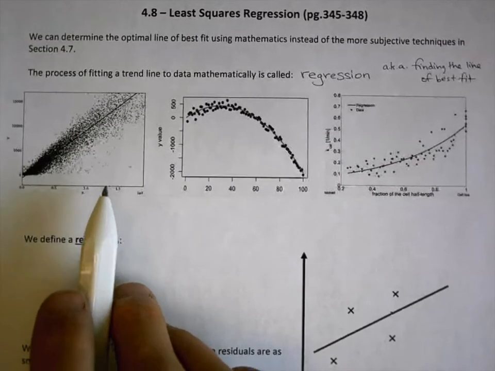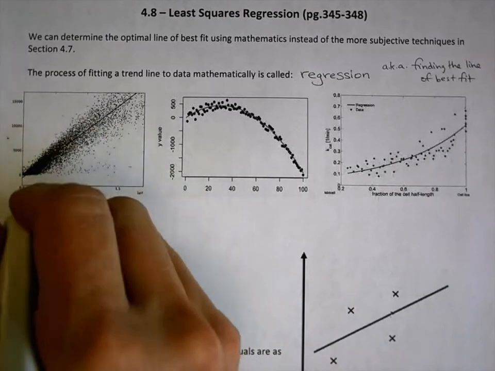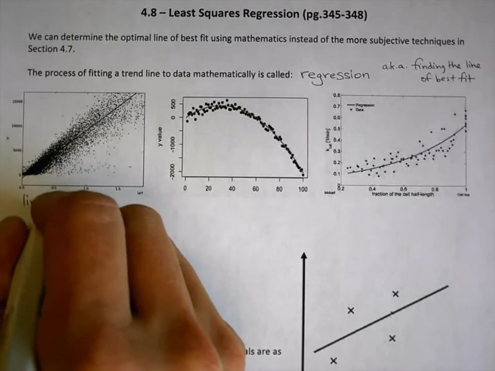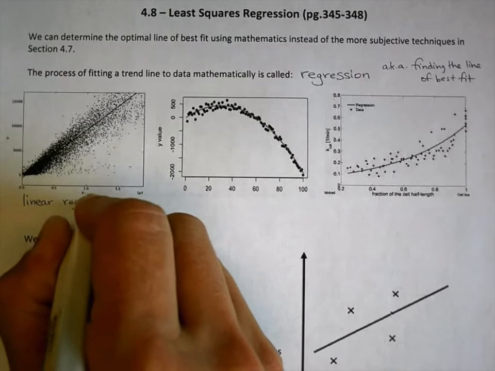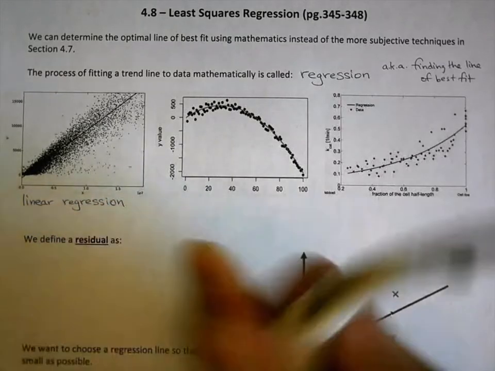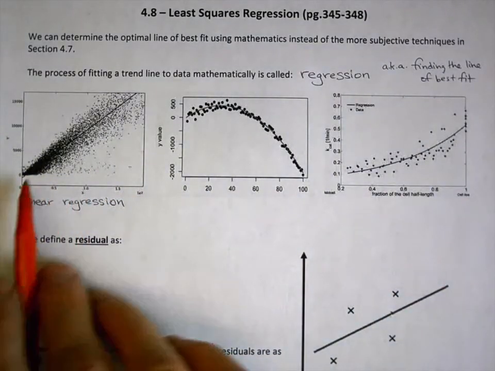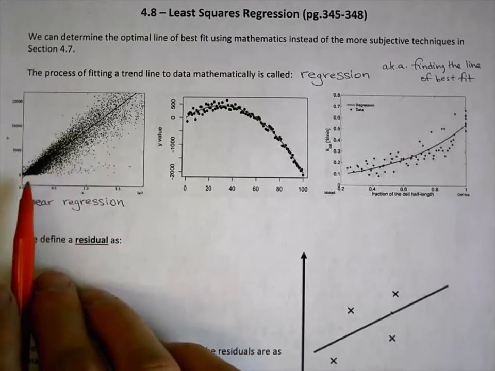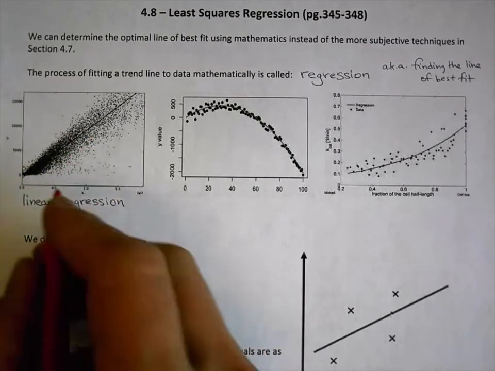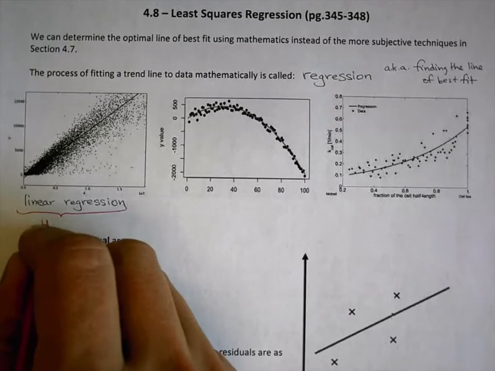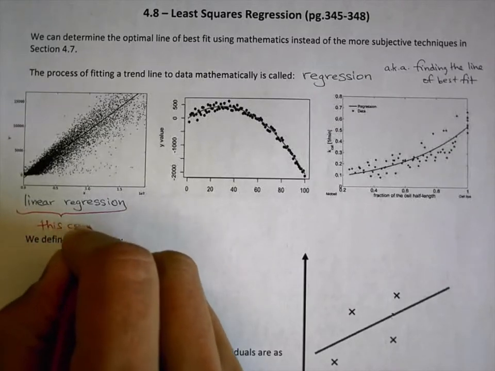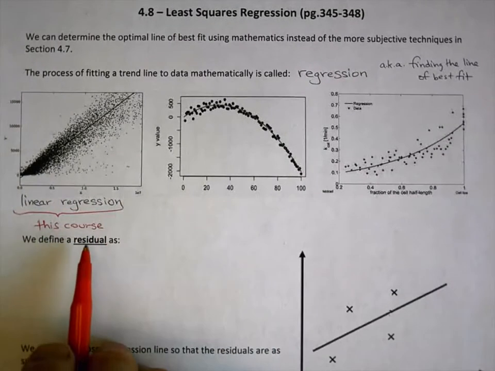As we said before, in this course we focus on linear regression, where we fit a linear model to the data. This works in a lot of situations. A lot of relationships we study happen to have linear correlations. So that's this course. However, the technology that we're going to show you how to use today can do more advanced regressions.